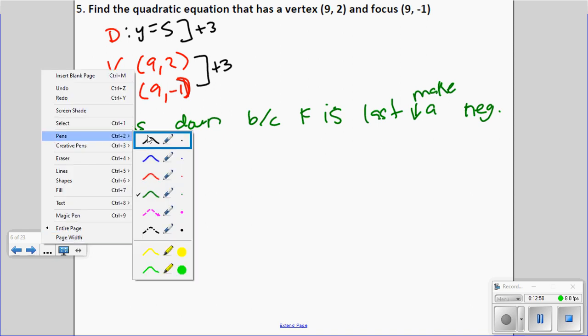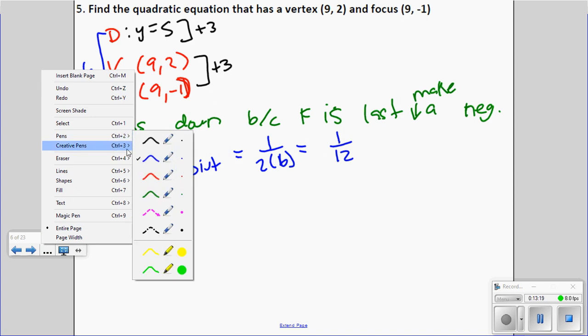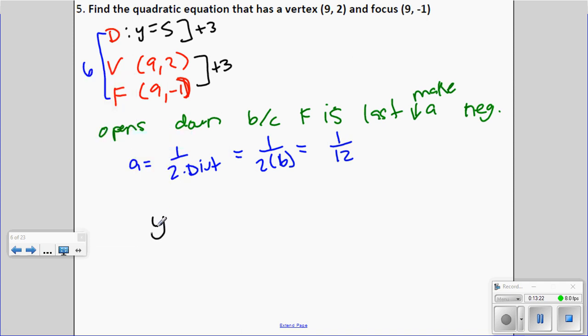So again, the total distance between D and F this time is 6. So to find a, again, it's 1 over 2 times the distance. In this case, it's 1 over 2 times 6. So that means it's 1 over 12. So now I can write the equation because I have all the necessary pieces. So y is equal to negative 1 over 12. Again, it's negative because it's opening down, and it's opening down because the focal point is lower than the vertex. And then in parentheses, x minus 9 squared, and then plus 2 as a final answer.